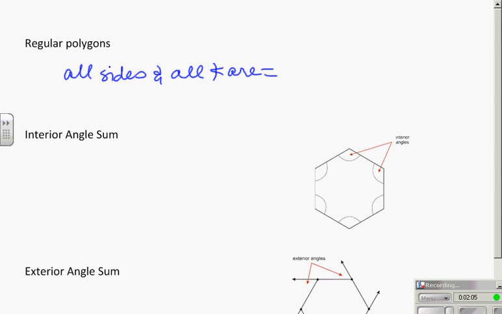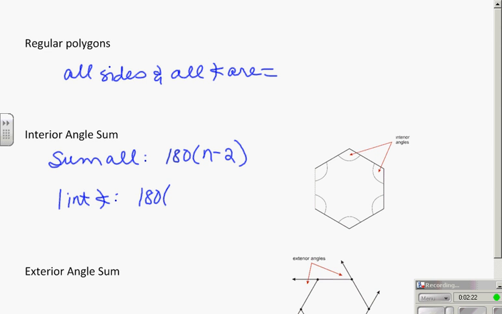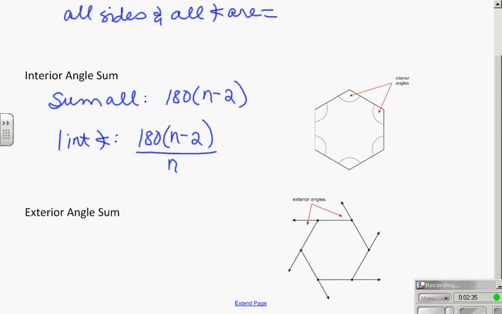Interior angle sum is also a review from Unit 3. The sum of all of them is 180 times n minus 2, where n is the number of sides. One interior angle can be found by taking the sum of all of them, 180 times n minus 2, and dividing by the number of sides. And that's how we find one interior angle.